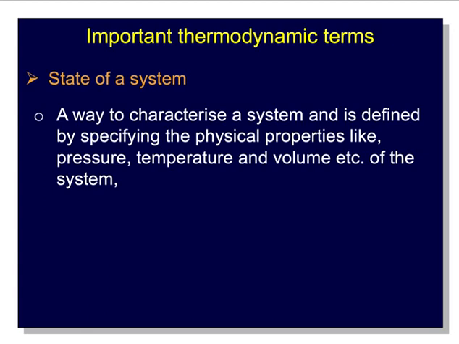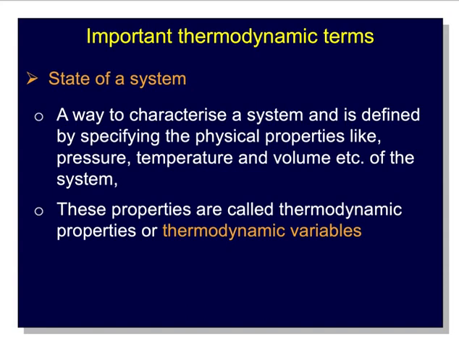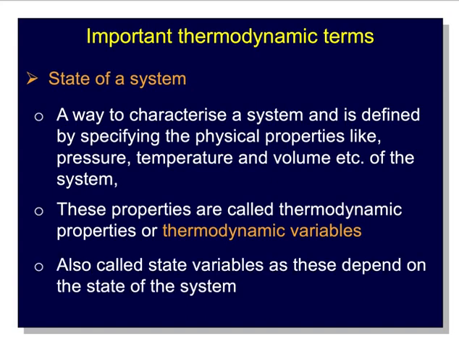And these physical properties which we have to specify to define a state of a system are called thermodynamic properties or thermodynamic variables. And since they talk about the state of a system, they depend on the state of the system, they are also called state variables. We'll talk more about it as we move further. So basically, state means a system defined in terms of different physical properties.